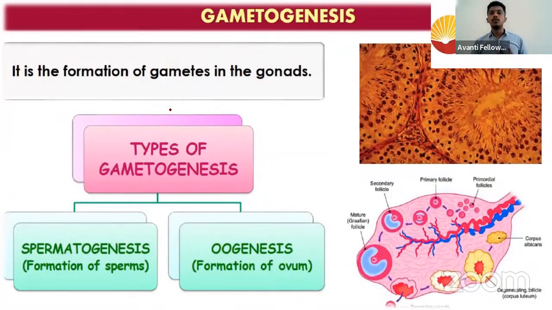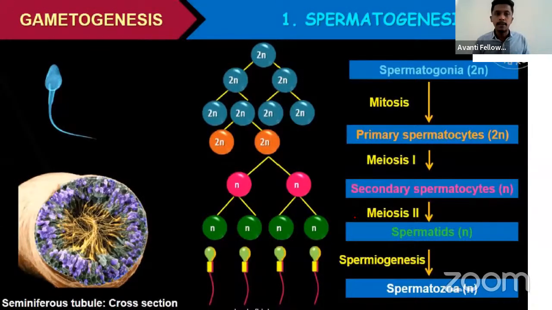When it comes to the formation of gametes, this is one of the important phases of the reproductive phase, the production of gametes. We have two types of gametes. One is spermatogenesis, the other is oogenesis. Formation of sperms is called spermatogenesis. Formation of ova is called oogenesis. So let us talk about spermatogenesis. Usually spermatogenesis starts during puberty.